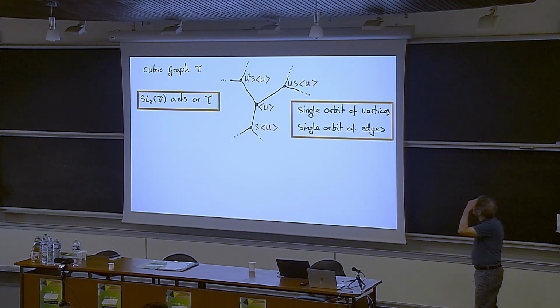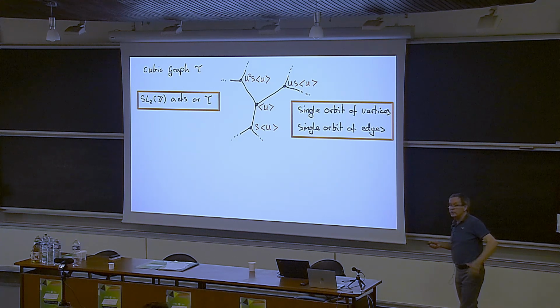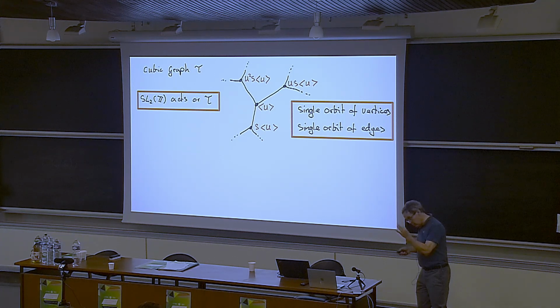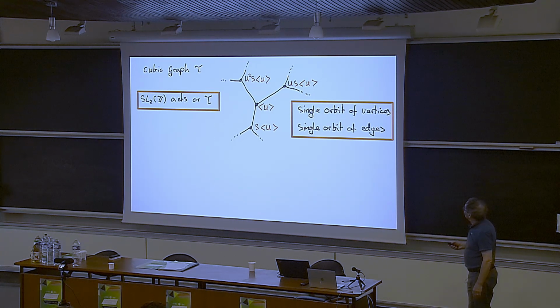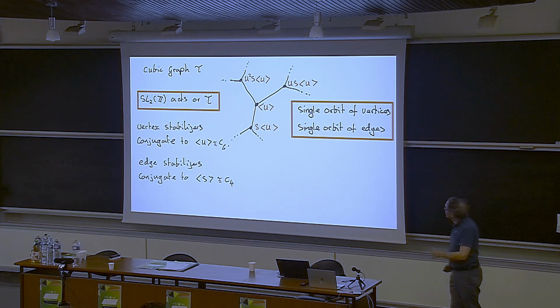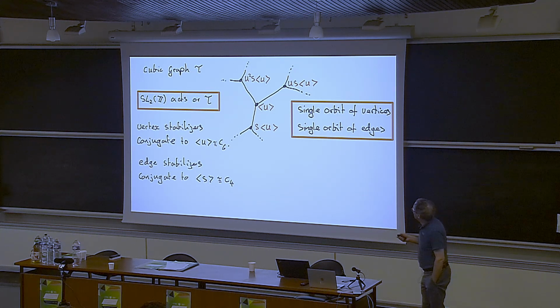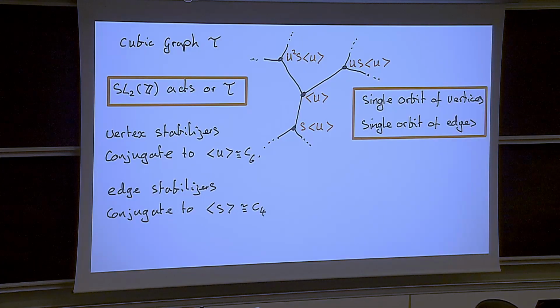And then you do some calculations, and you find that under this action there's only one orbit of vertices, and there's only one orbit of edges. And you can ask what the vertex stabilizer groups are, and they're all going to be conjugate to the group generated by U. And the edge stabilizer groups are all going to be conjugate to the group generated by the matrix S, which is a group of order 4.